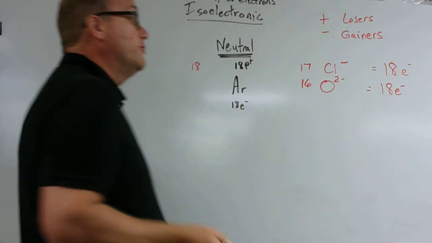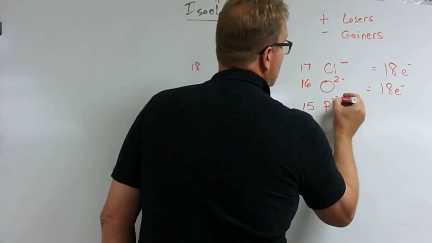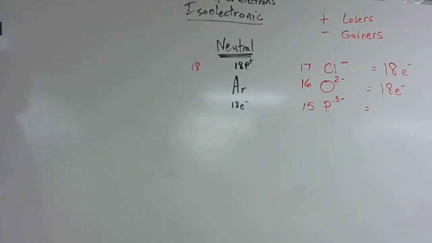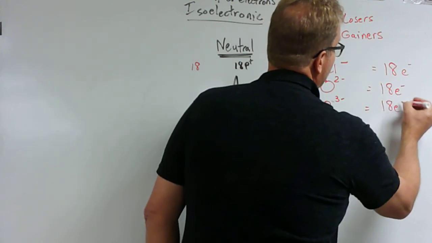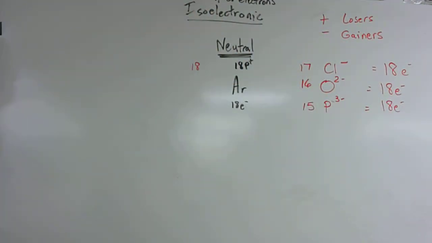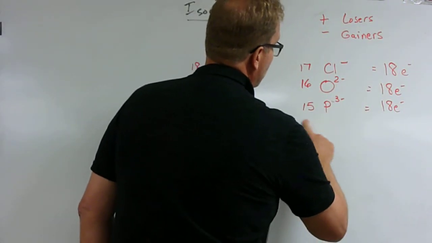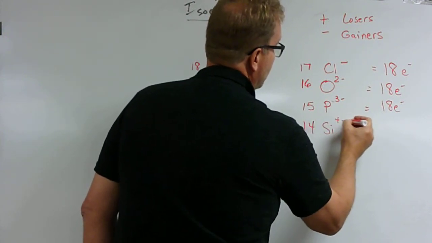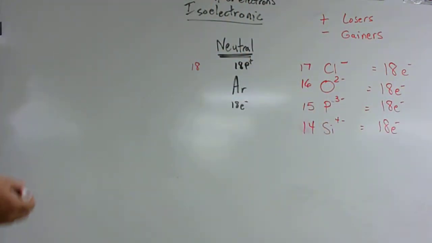Let's go to phosphorus. You're going to notice all these are in the same period. That's element number 15. How does it get to 18? Well, 15 plus 3 is 18 electrons. Let's go down one more. How about silicon, which is element number 14? How does it get to 18? It's got to gain 4 electrons. So those are your charges. You can tell if they're going to be isoelectronic pretty easily.